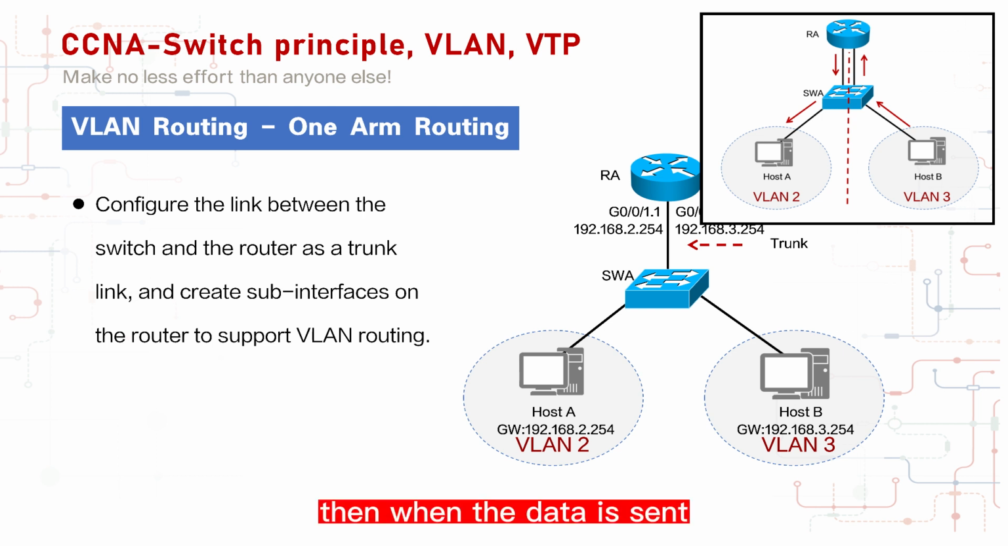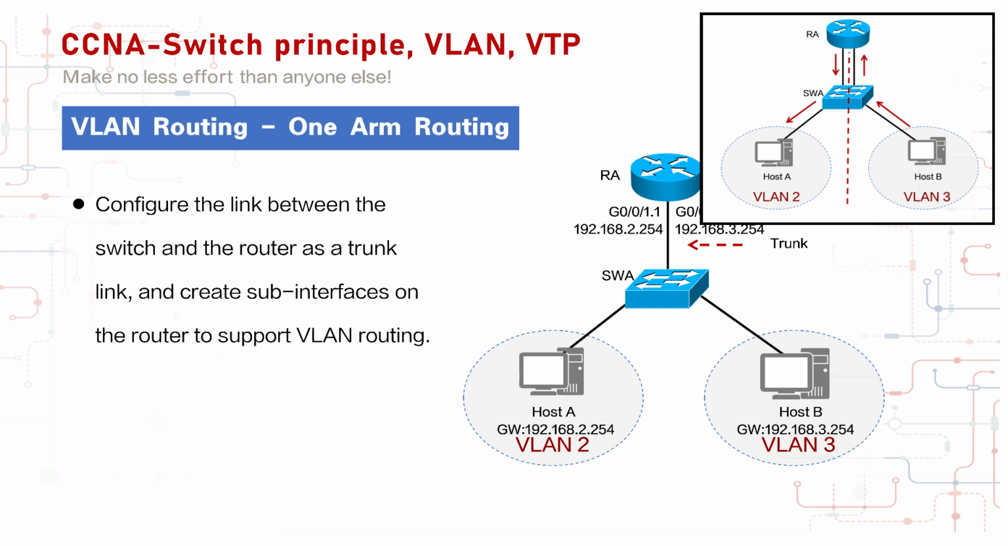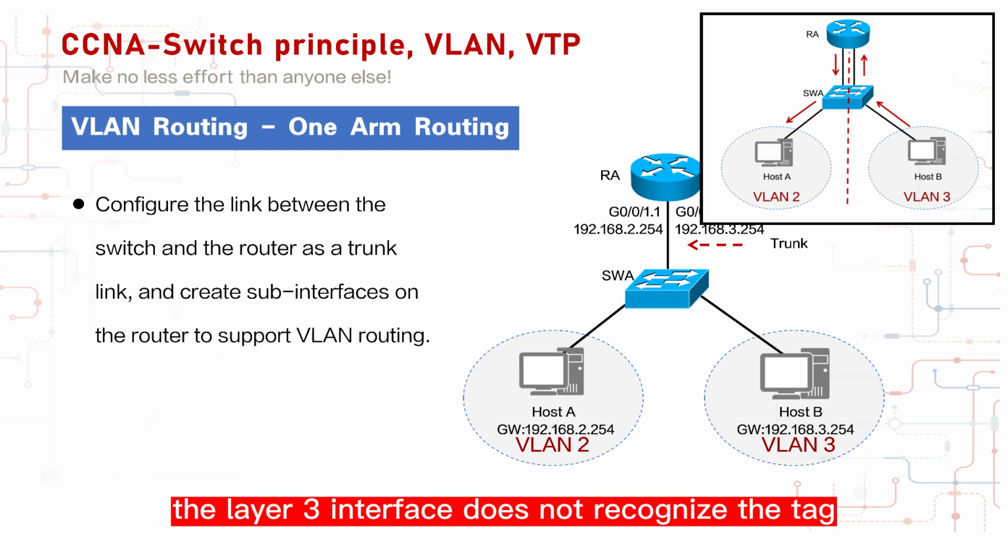Then when the data is sent, if their current native VLANs are different, it may be sent with a tag. Now this interface does not recognize it, so it creates some problems. Everyone should know the interface of the router is a layer 3 interface. It cannot configure layer 2 VLAN. Therefore, the layer 3 interface does not recognize the tag by default. It has no way to receive and forward data.